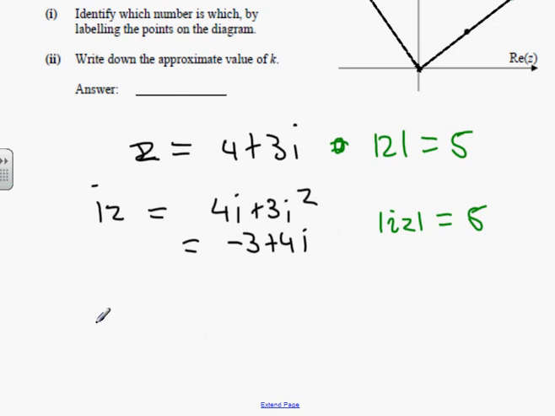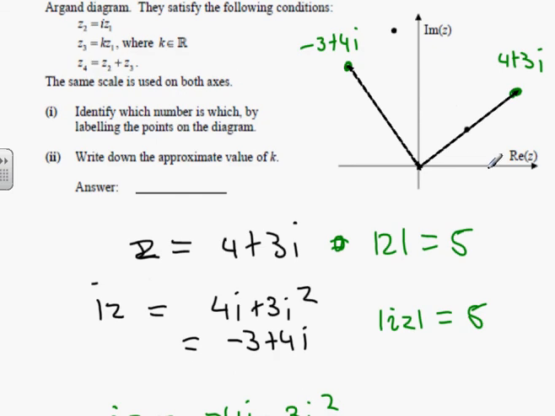Let's see what happens when we multiply by minus i. Minus iz will give us minus 4i, and then minus 3i squared, yeah? And that will be 3 minus 4i. So 3 minus 4i down here. Exact mirror image of the one we just had a second ago through the origin. Mirror image through the origin, 90 degrees anti-clockwise.